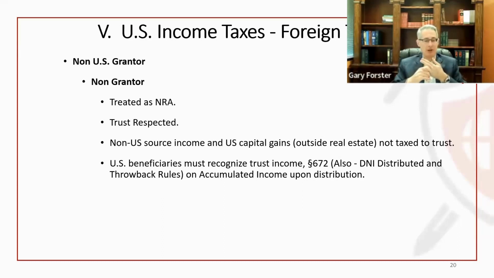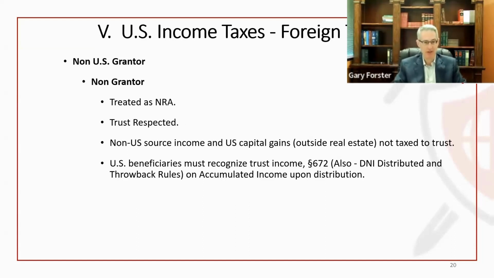So if we set up a trust as a foreigner, we've got two options. One option is it's ignored. It's just me setting up my trust and the trust is ignored. I'll pay all the income tax. Or it's respected and it's its own entity. So if we look at this one, it's a non-grantor, that's the one that's respected. It's taxed as a non-resident alien, and it gets those benefits. There's no U.S. capital gains, and there's no tax on U.S. source income, right?